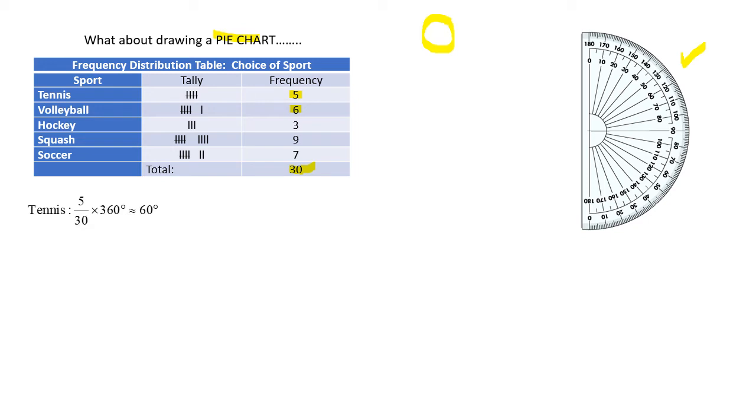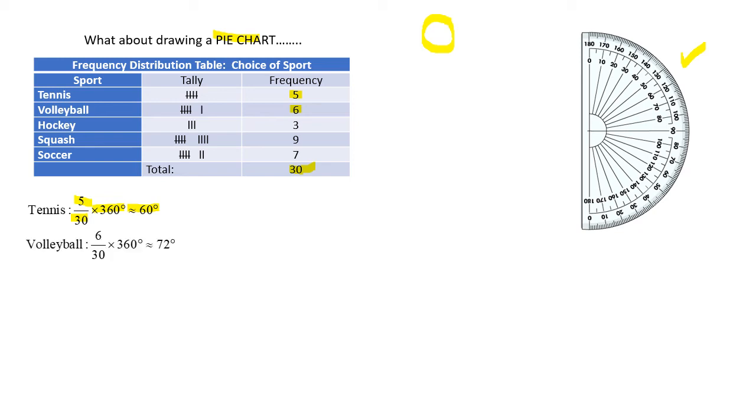Tennis means that there's 5 people that chose it out of a possible 30. I multiply by 360, I get a value of approximately 60 degrees. Now remember, sometimes you might get 59.999. That's difficult to measure on a protractor, so I round off. Now remember, your rounding rules might not apply. You must ensure that when I add up all the degrees for each sport, I end up with 360 degrees.